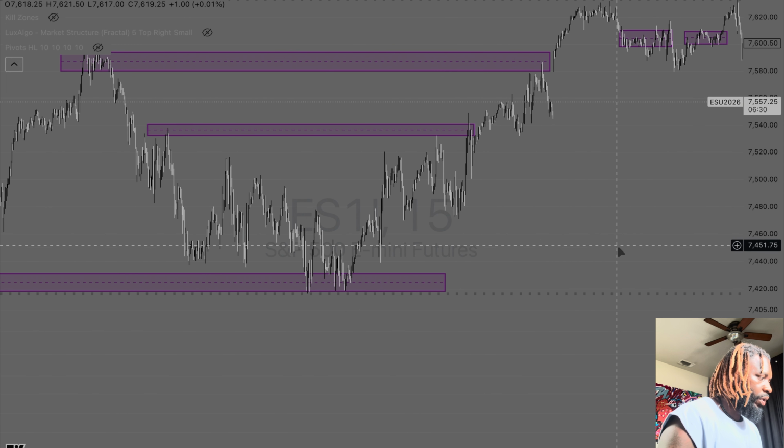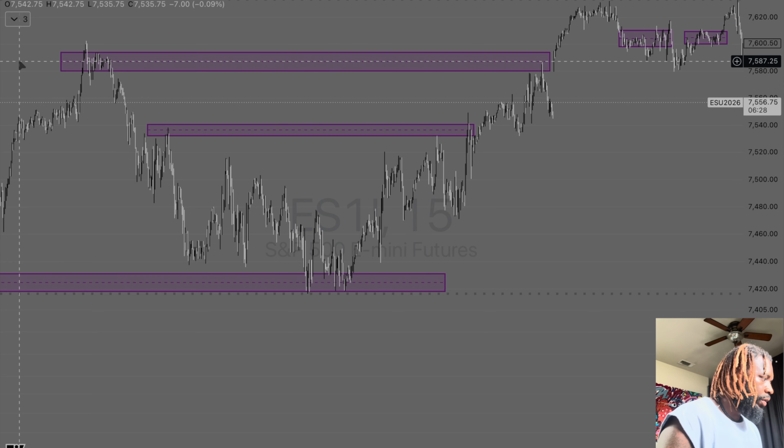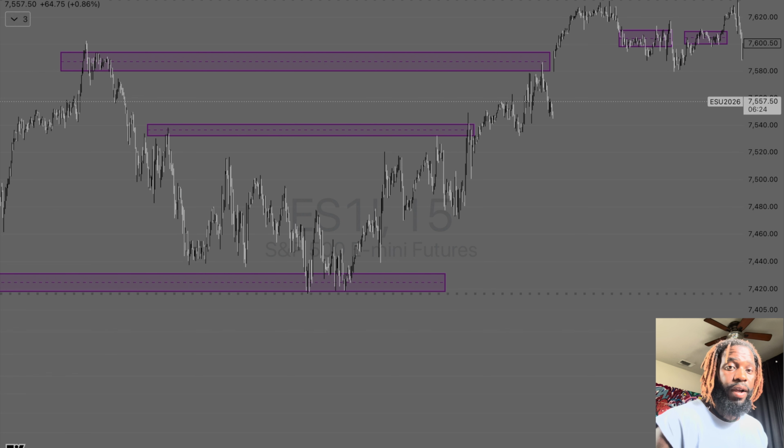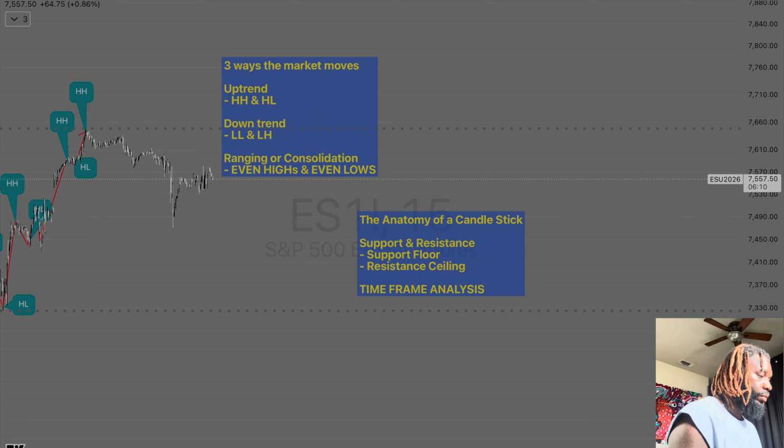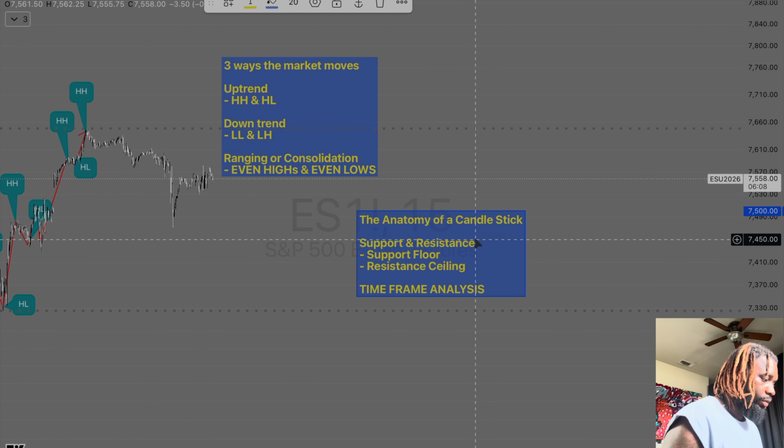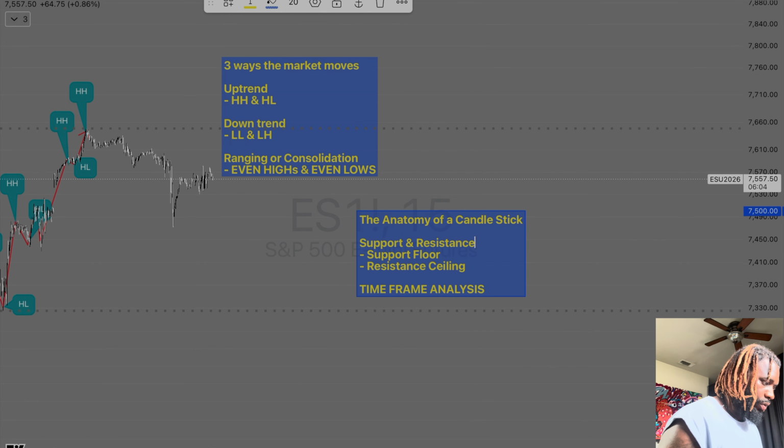Okay, so remember, resistance is your ceiling, support is your floor. From resistance, you probably want to look to sell. From support, you probably want to look to buy. Boom, support and resistance. All right.